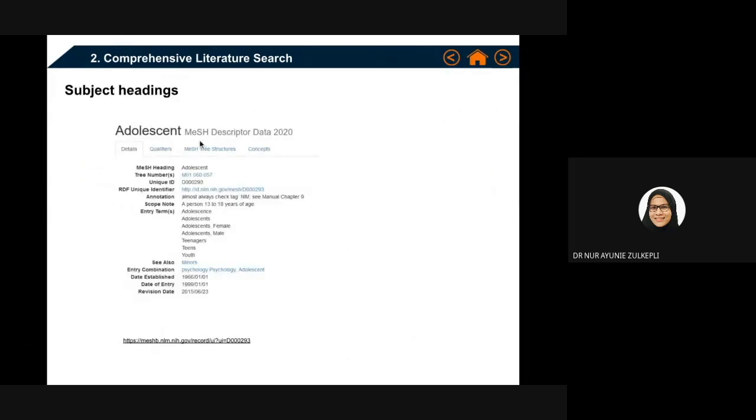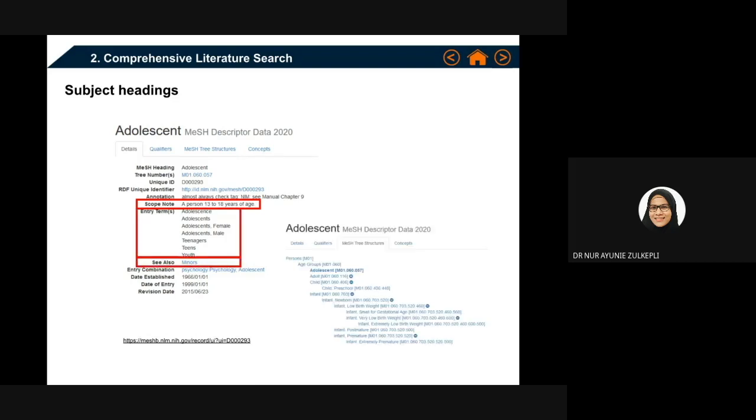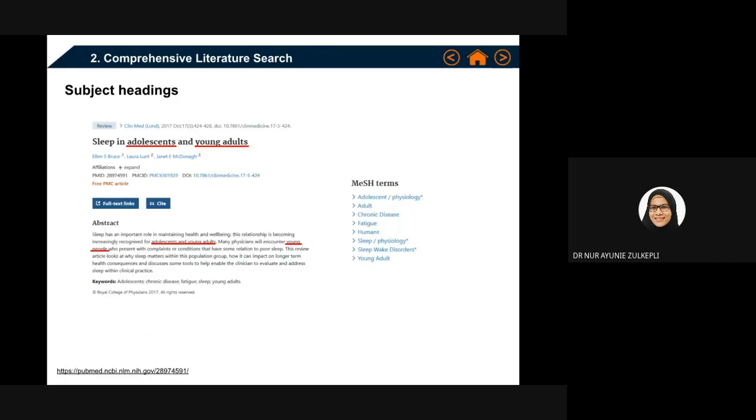So this is a MeSH descriptor data. You can look here at the entry terms, adolescents. So there are different types of keywords here, but they carry the same meaning, okay? Same as this one, the MeSH terms for adolescent, adult, young adult. So you can try it in your PubMed later.